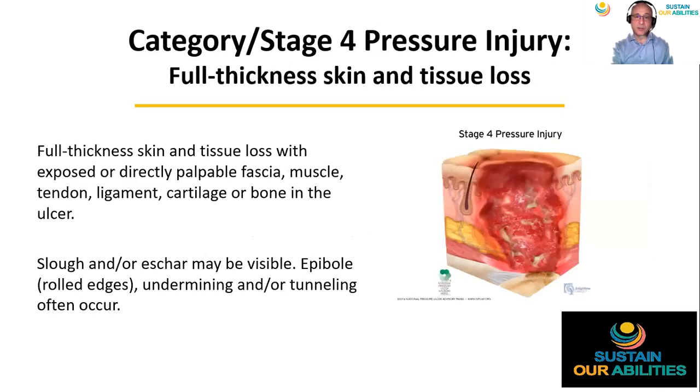In category or stage 4, a full thickness skin and tissue loss with exposed or directly palpable fascia, muscle, tendon, ligament, cartilage, or bone in the ulcer. Slough and or eschar may be visible. Epibole, undermining and or tunneling often occur.